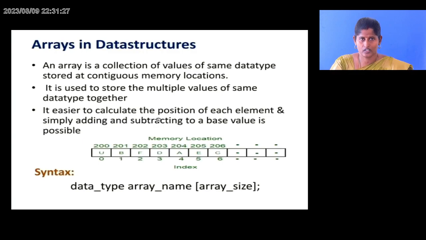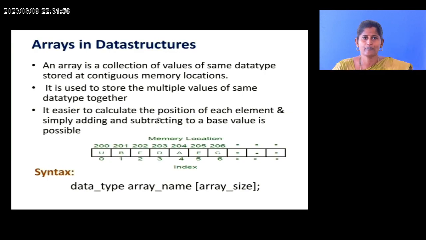Array in data structure. An array is a collection of values of the same data type stored at contiguous memory locations. That means the array elements, as we discussed previously, must be stored in sequential order, in continuous memory locations. For example, if my array size is 5, the index values run from 0 to 4. The elements may be 5, 10, 15, 20, arranged in order from index 0, 1, 2, 3, 4.